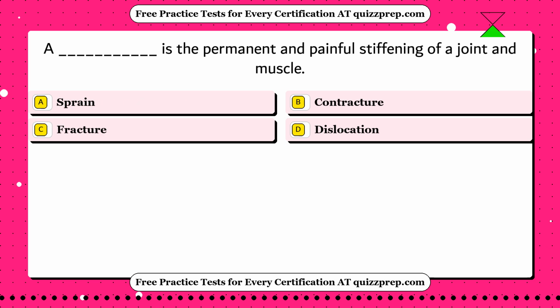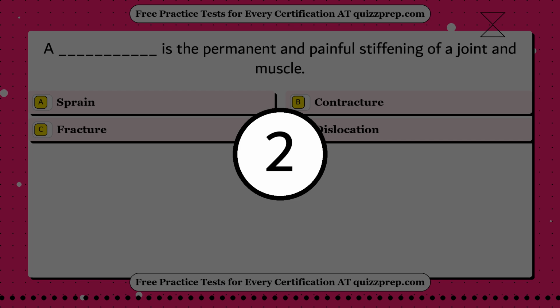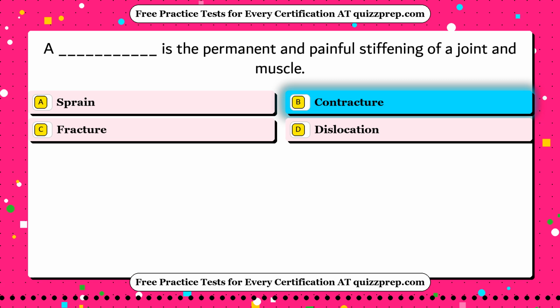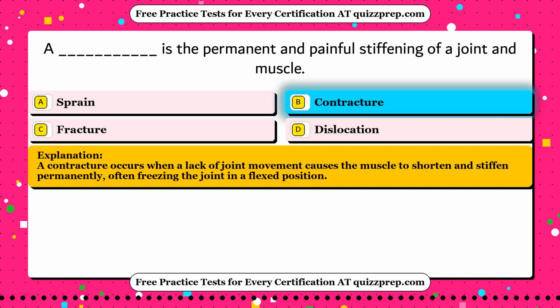Question 93. A blank is the permanent and painful stiffening of a joint and muscle. Option A, sprain. Option B, contracture. Option C, fracture. Option D, dislocation. The correct answer is option B, contracture. A contracture occurs when a lack of joint movement causes the muscle to shorten and stiffen permanently, often freezing the joint in a flexed position.